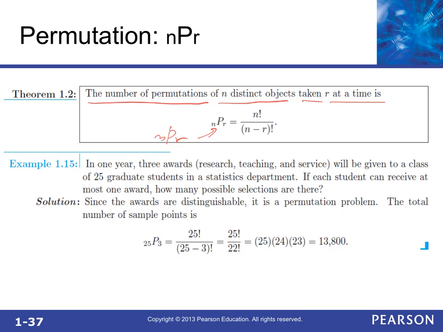So in this example, in 1 year, 3 awards will be given to a class of 25 graduate students in a statistics department. If each student can receive at most one reward, how many possible selections are there? So in this case, the total number of students is 25, but we only have 3 awards. So among 25, we have to select 3. So that means it's 25P3. The way of calculation is 25 factorial over 25 minus 3 factorial. So that should be this one, and it should be simply 25 multiplied by 24 multiplied by 23. So it's 13,800.